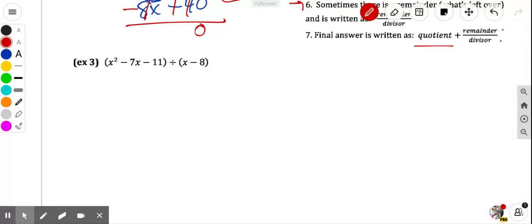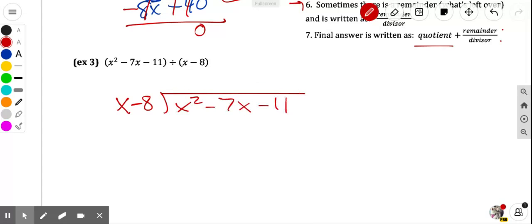X minus 8 is our divisor. And then x squared minus 7x minus 11 is our dividend. So we want to think about, what do we multiply x by to get x squared? It's x. Now, where you write it on the top, you can write it here, or since it's just an x, if you want to write it here over the x, it really doesn't matter. Sometimes people like to write it over the x, so then you know when you're done. Like when you get to over the 11, then you know you're pretty much wrapping up. So either way, it doesn't make a difference.